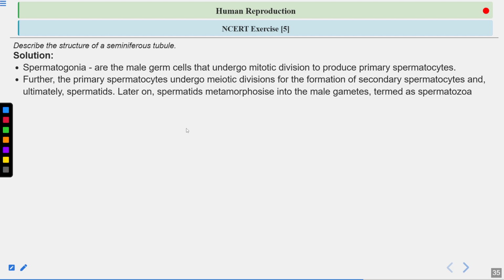After meiosis I, secondary spermatocytes are produced. Then in the secondary spermatocytes, meiosis II occurs and 4 spermatids are formed. 4 haploid spermatids are formed, and these spermatids transform into spermatozoa, also known as sperm.